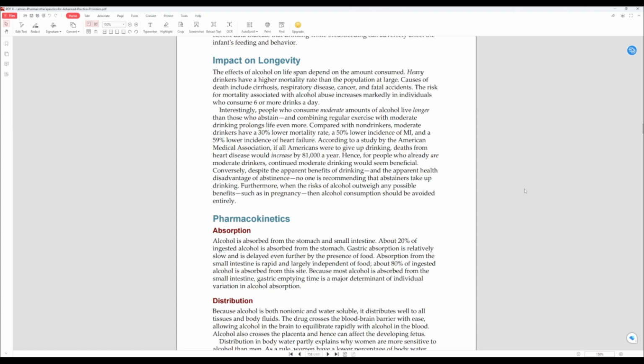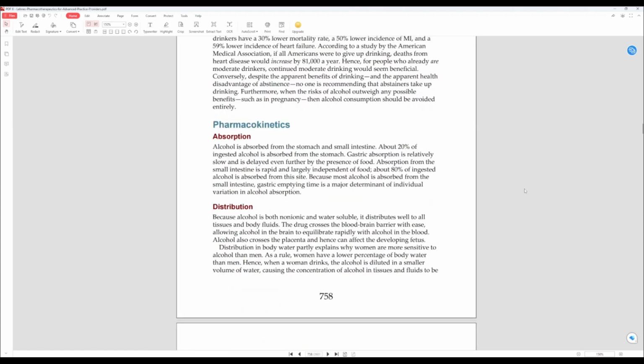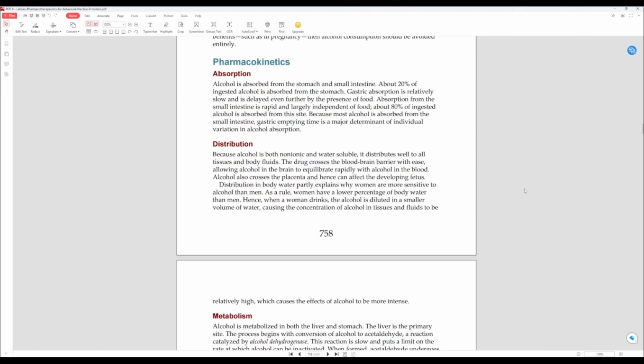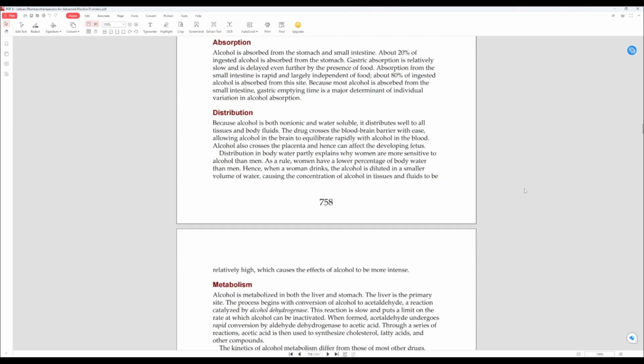Furthermore, when the risk of alcohol outweighs any possible benefit, such as in pregnancy, then alcohol consumption should be avoided entirely. So now we can speak on the pharmacokinetics, its absorption.